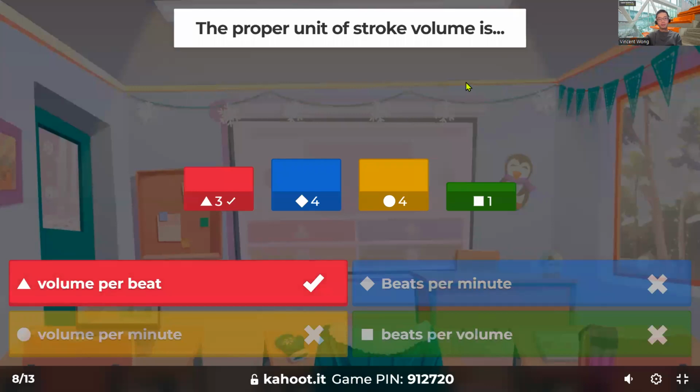Oh dear. Stroke volume is how much blood the ventricle squeezes out every time it beats. And therefore it is volume per beat. Beats per minute, that's your heart rate. Volume per minute, that is the cardiac output. And this is nonsense. This one is not anything that we've talked about.